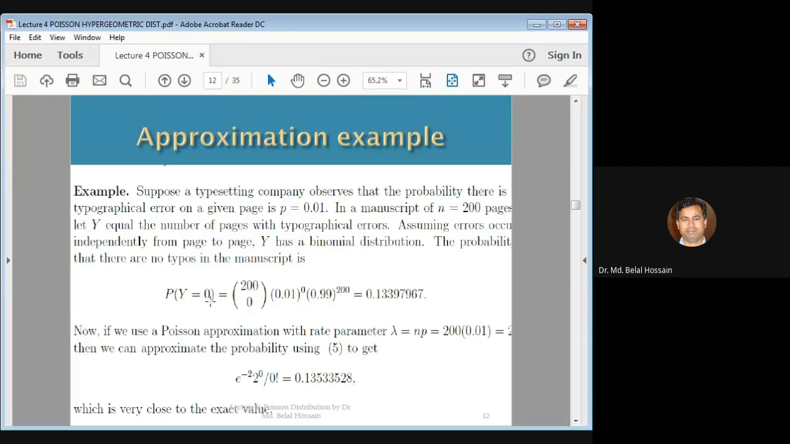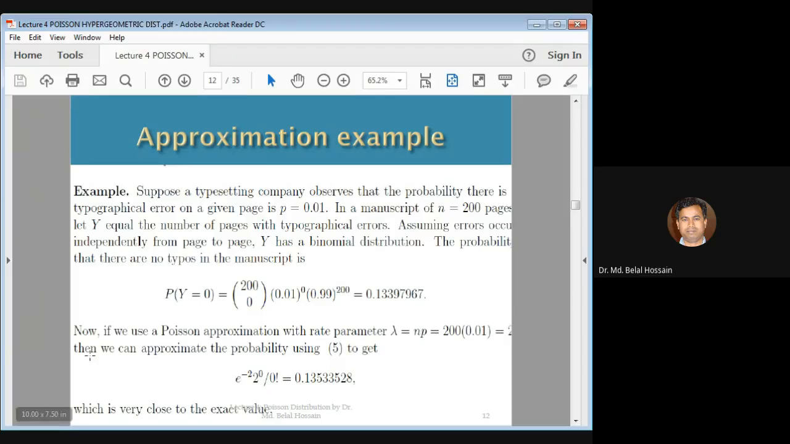So how can you find the probability of y equals 0? You put y equals 0: 200C0 p to the power x, (1 minus p) to the power n minus x. So n is 200, 200 minus 0 is 200, and this term is p to the power 0, which equals 1. So it will produce the probability 0.133.